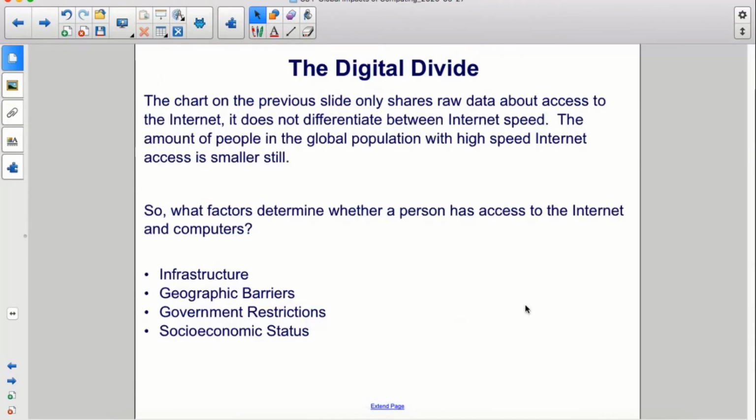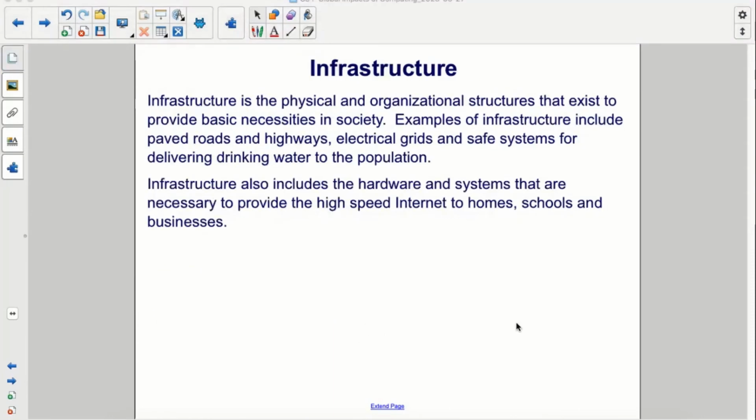The chart on the previous slide only shares raw data about access to the internet. It does not differentiate between internet speed. The amount of people in the global population with high-speed internet access is smaller still. So, what factors determine whether a person has access to the internet and computers? Infrastructure, geographic barriers, government restrictions, and socioeconomic status.